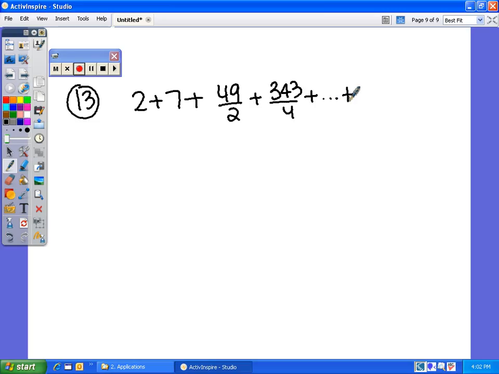Okay, so they want to know the sum of the first 10 terms. So that means that n equals 10, a sub 1 equals 2. The ratio, if I do 7 over 2, is 7 over 2. And that's pretty much all I need to solve for this formula.